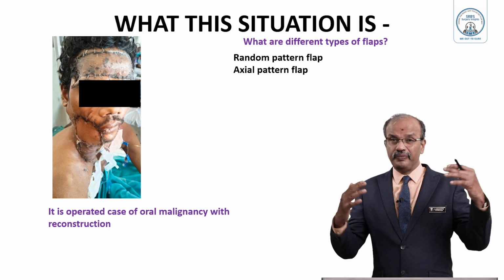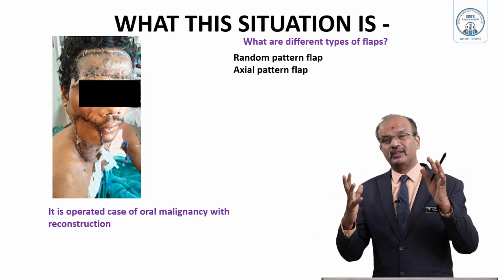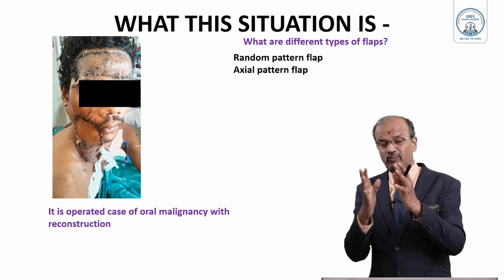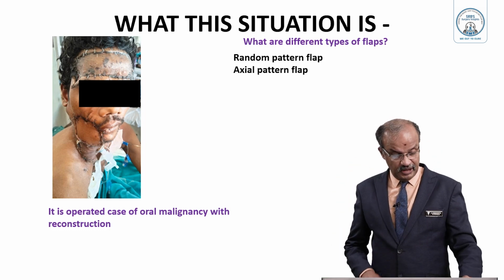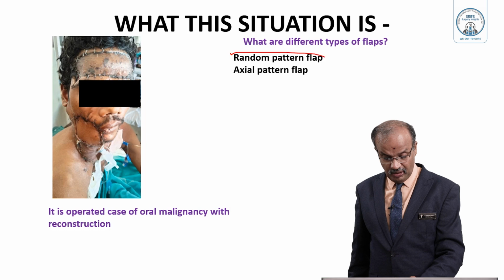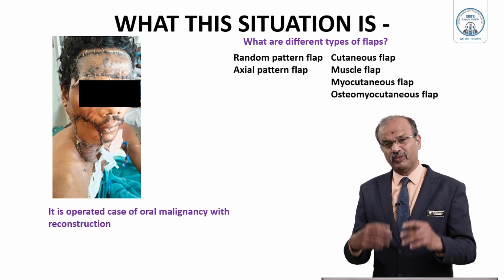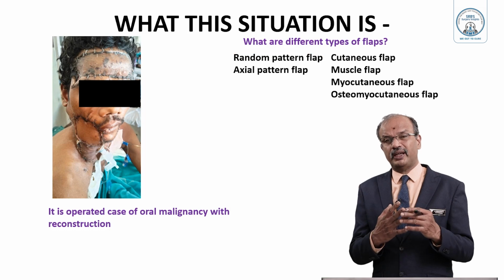Random pattern flap, where the subdermal plexus will give the blood supply. Axial pattern is where one main blood vessel gives the blood supply. Axial, these are the two different classifications, very important. Viva, MCQ, they will ask this one. And other types, of course, are based on which component I have taken.